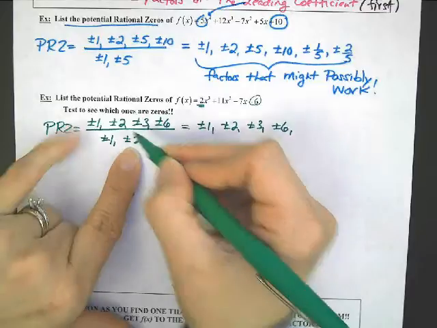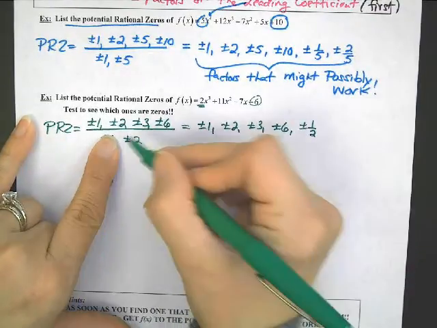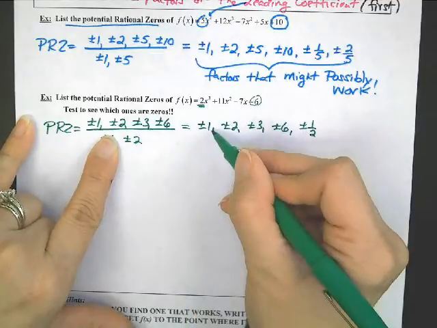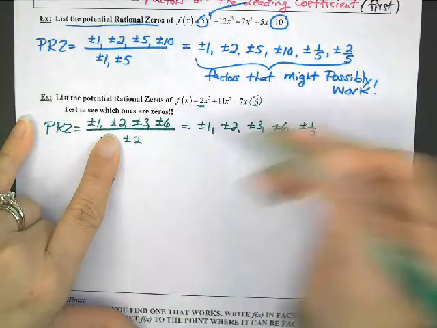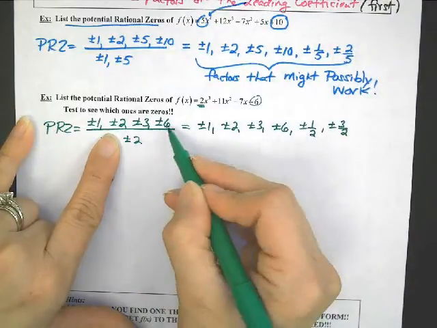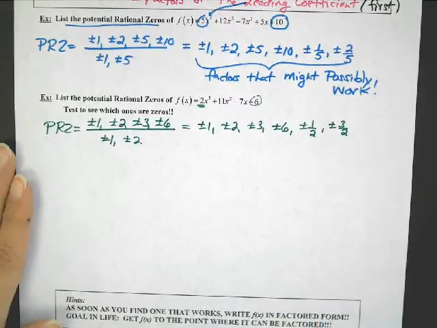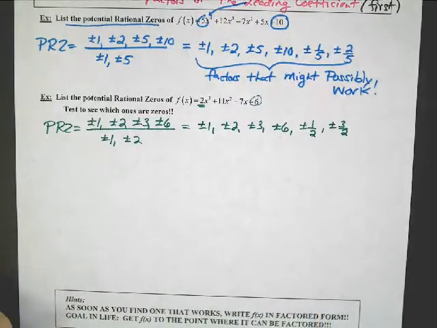Now I have to divide them all by 2. 1 divided by 2 is 1/2. 2 divided by 2, I already have the 1. 3/2 I have to write down. 3/2. 6 divided by 2, I already have. Okay. Now we have to test to see which ones are zeros.